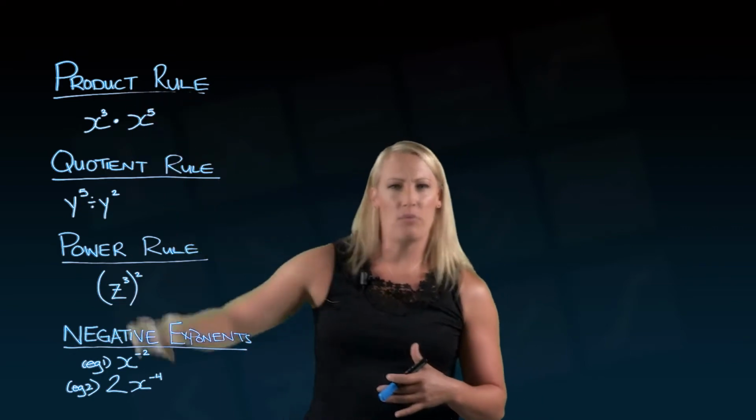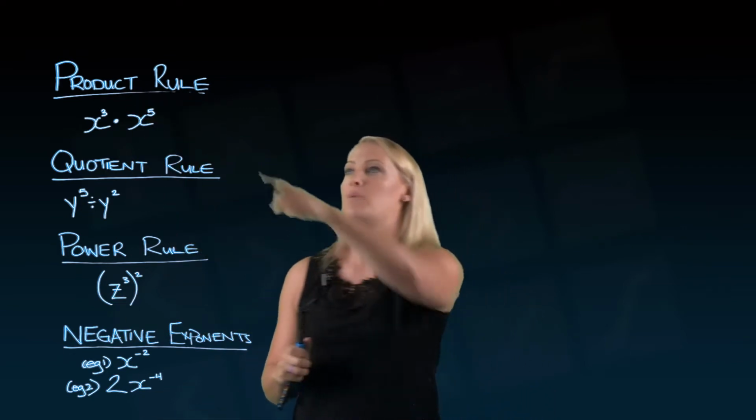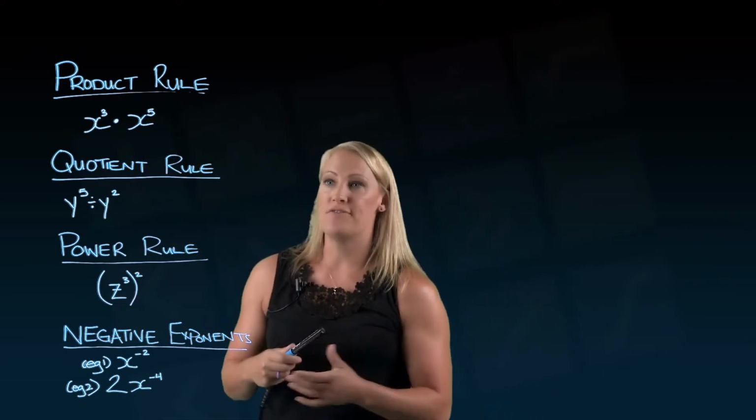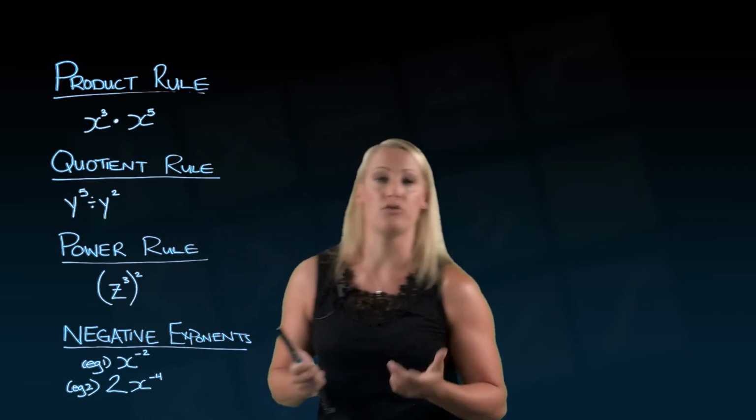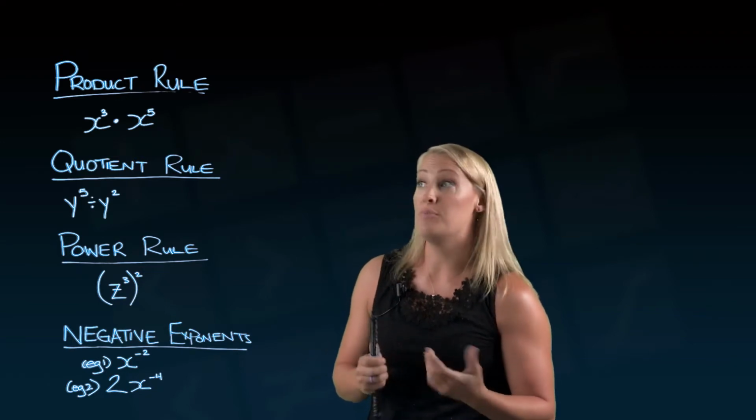So I've summarized the exponent rules here on the side for you, and we're going to go rule by rule, define it, and then do an example question of each. We're going to start with the product rule. The word product just means multiply.